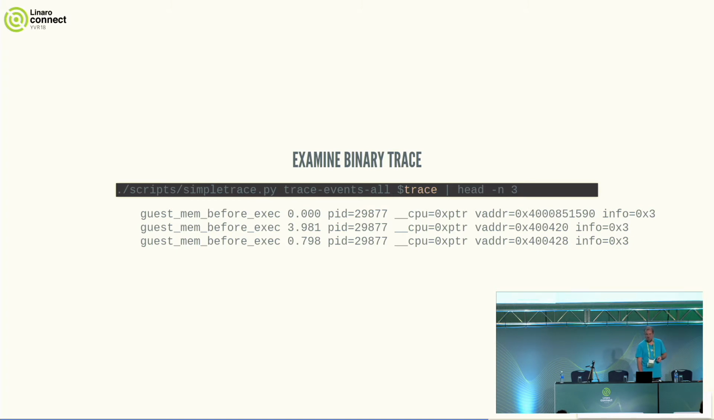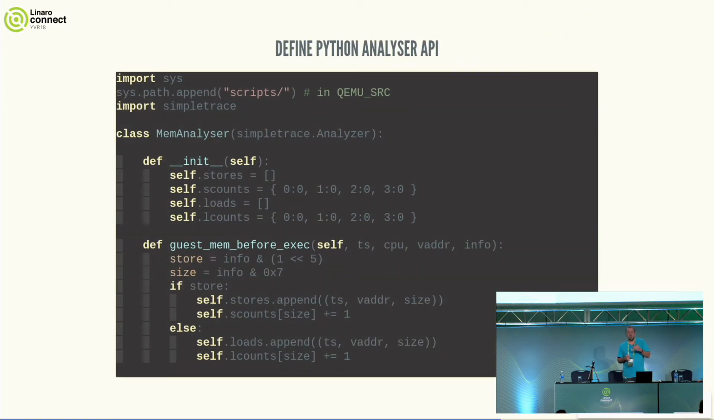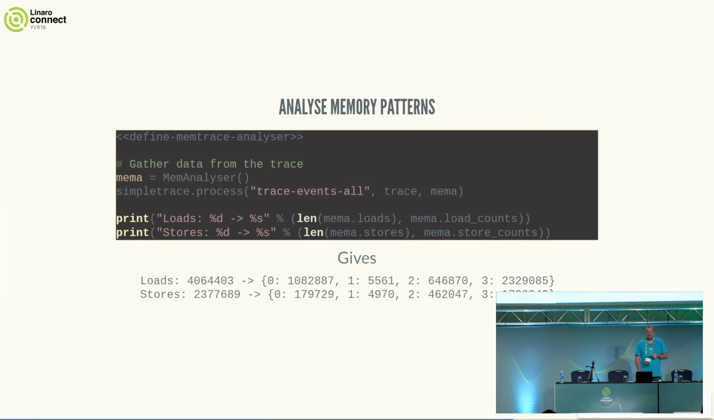So we can do some analysis on this. We can use the simple trace API. In the QEMU source tree, there's a Python simple trace class, and we can build our own class, a mem analyzer, based on that analyzer class. All you need to do is add a function for each trace point that you want to analyze. So all I'm doing here is for every guest_mem trace point, I'm making a record of the address, and I'm keeping track of what sizes are run. If I do that analysis on the program I've just run, I can see exactly how many loads and stores it did in total, and a breakdown of the sizes of those various loads and stores.